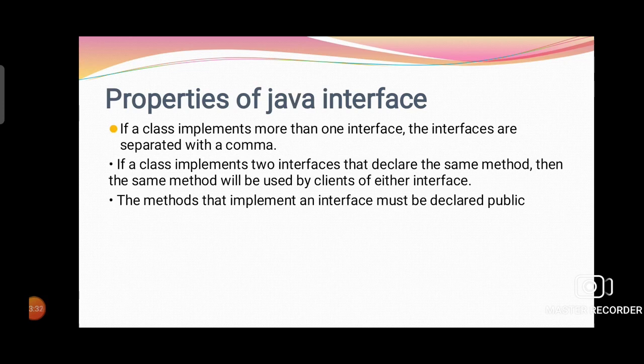Properties of a Java interface. When we want to access more than one interface, the interfaces are separated with commas. If a class implements two interfaces that declare the same method, then the same method will be used by clients of either interface.